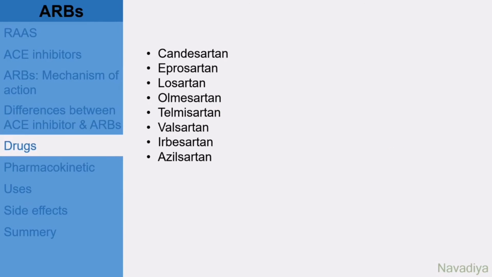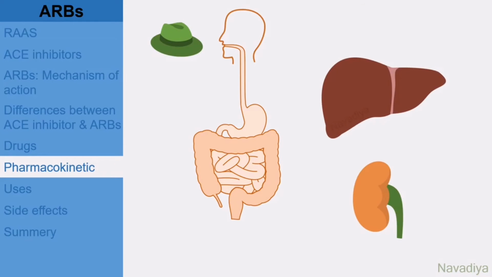Drugs in ARBs are candesartan, eprosartan, losartan, olmesartan, telmisartan, valsartan, irbesartan, and azilsartan. Talking about pharmacokinetics, they are mostly given orally and elimination occurs by hepatic and renal route.